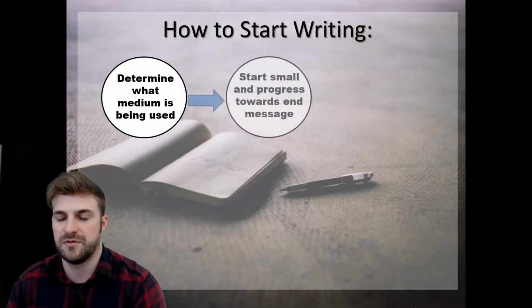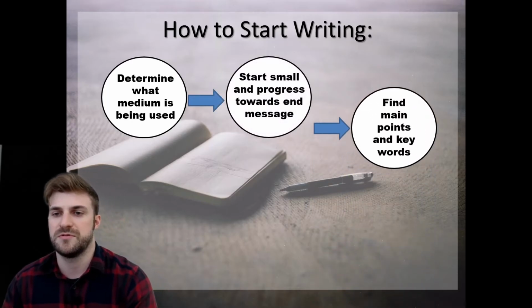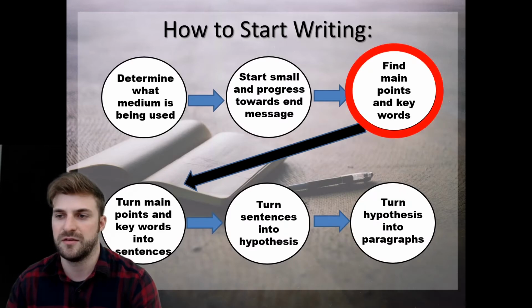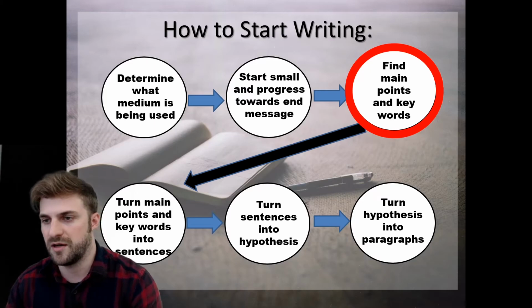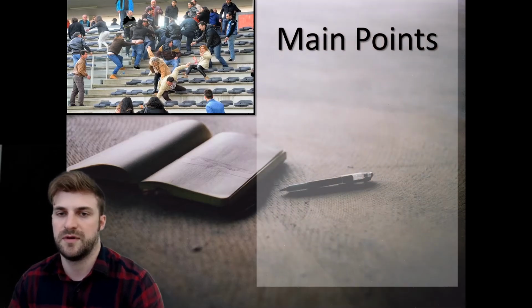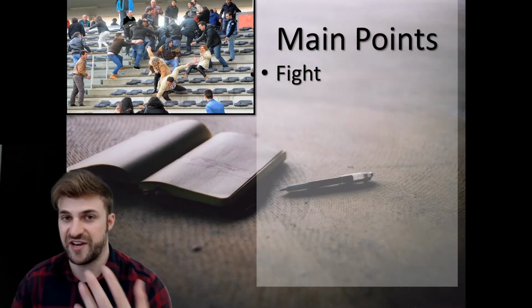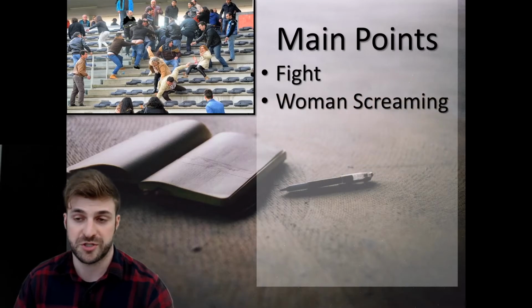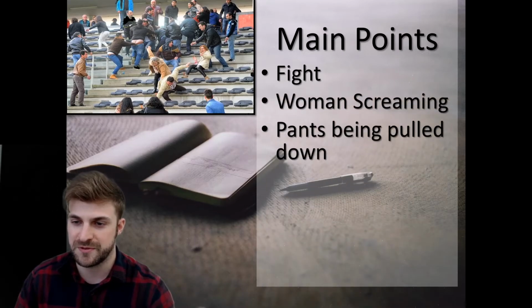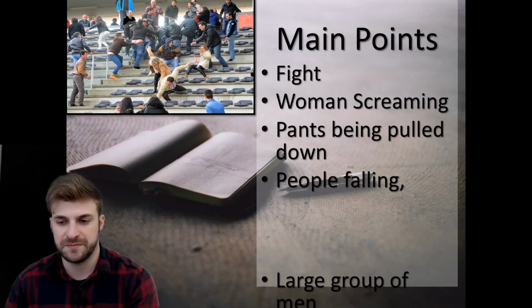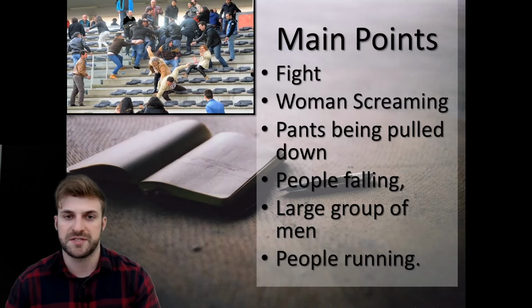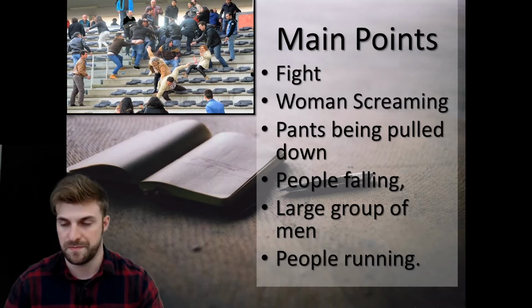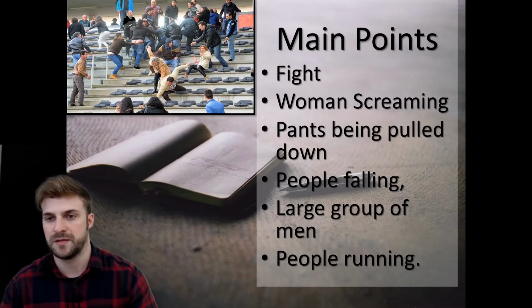So we already went over this, but we're going to start with our main points and keywords. So I've already pointed out a couple of the sore thumbs. So the main points, I think, are that there's a fight happening, there's a woman screaming, there's pants being pulled down, people falling, and there's a large group of men. And there looks to be some people possibly running away. So these are some main points we can talk about. All right.